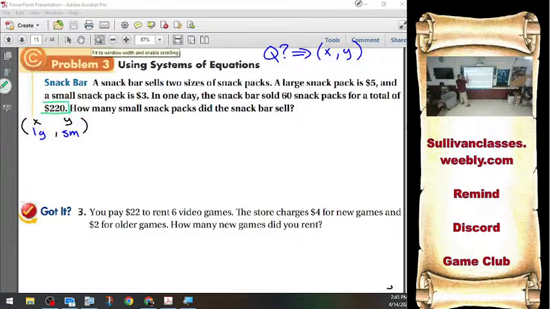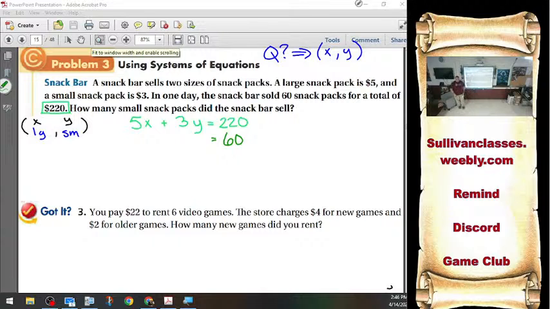Since this is a total in money, then the stuff in this problem has to be about money. The total was in money, so the rates should be in money. So $5 for this kind, $3 for that kind. The other total was what? 60 what? Packs, snack packs.